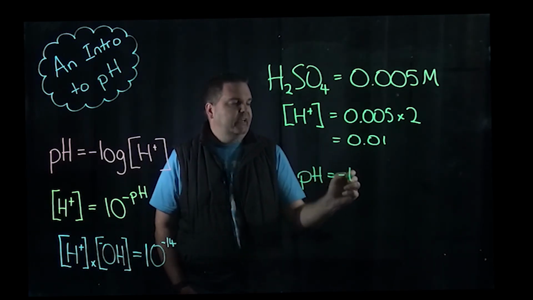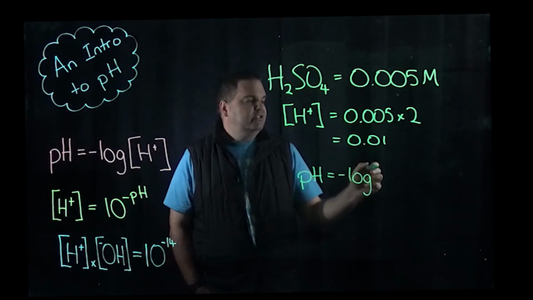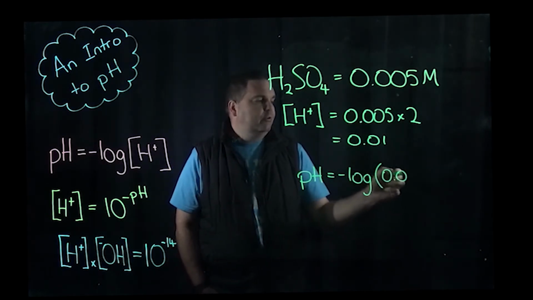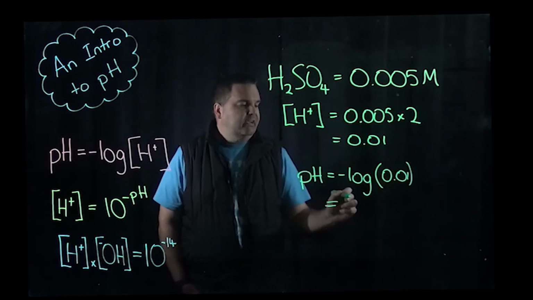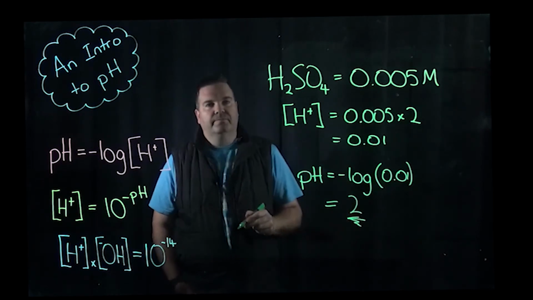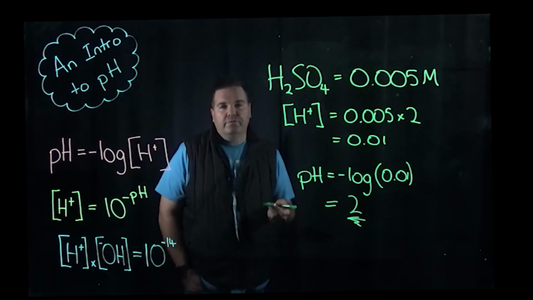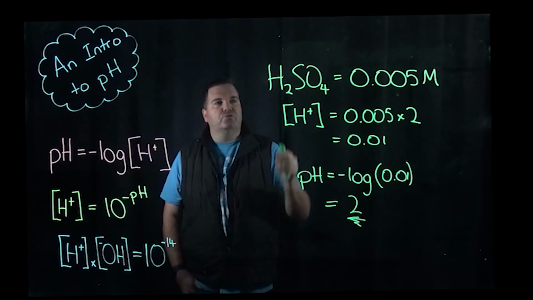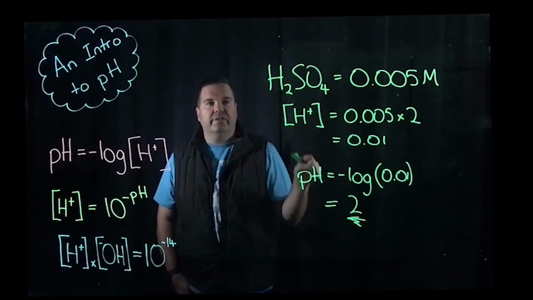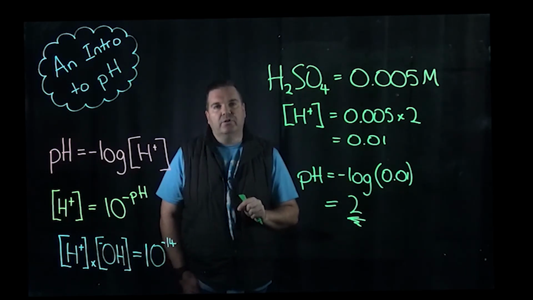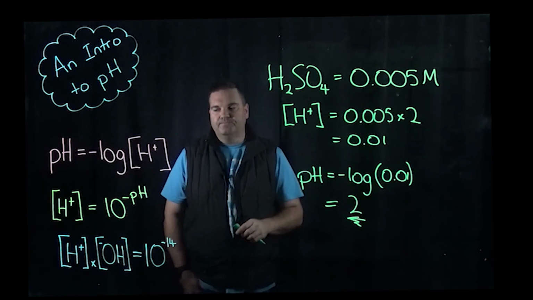pH equals negative log concentration of H plus, which is 0.01. So if you put that into your calculator, you get a pH of 2. Okay, so as long as you remember for a diprotic or triprotic acid to multiply the concentration of the acid by the number of H plus that you've got, you'll still be able to get the same answer.